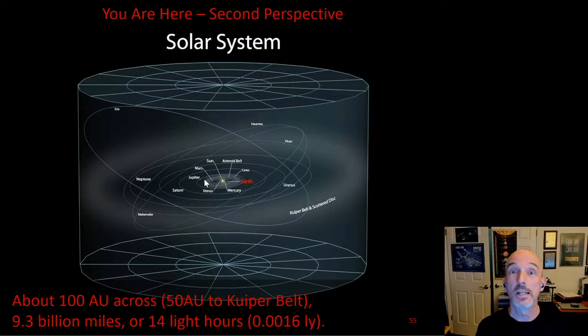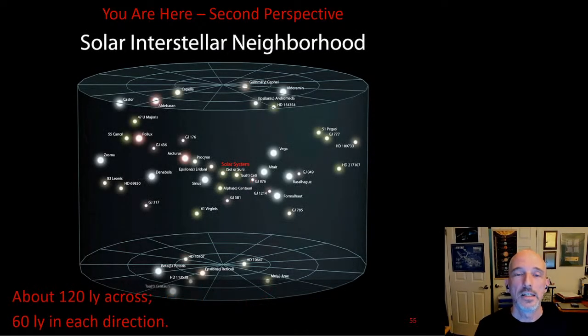Here's the solar system. Again, notice that the planets Mercury through Mars are clustered very close to the sun, and then things spread out a lot. Pluto is here. You can see the orbit of Pluto. So the solar system is about 9.3 billion miles across, or about 14 light hours. So if I were sitting over here and turned my laser on, it would take about 14 hours for the light to get to the other side.